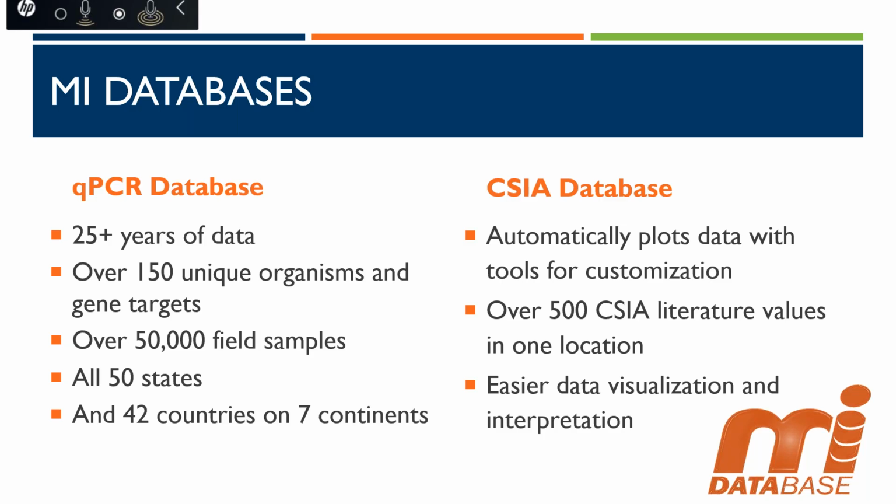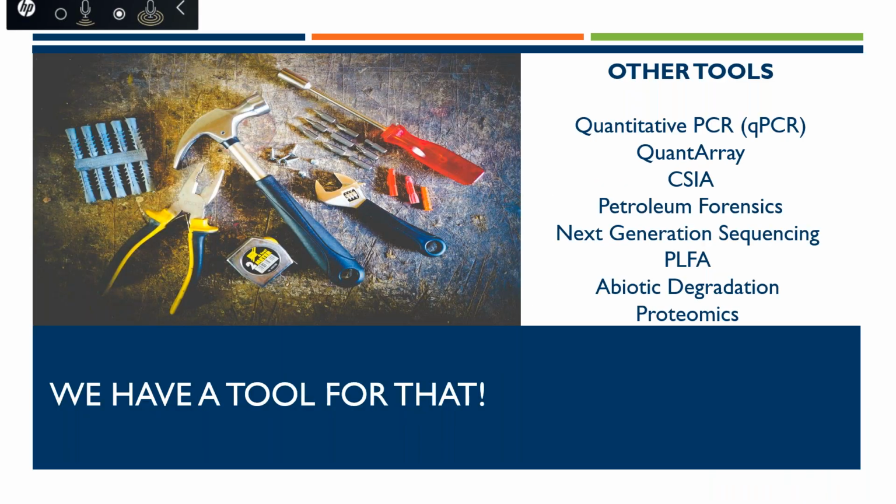Then we also have the CSIA database, where we've gone through literature and combed over 500 literature values, understanding enrichment factors and isotopic values for a lot of different contaminants. So everything's kind of pulled into one central location. And then this software allows you to go in and to plot the data that you receive for CSIA and make some really interesting graphs that you can use to really help understand what's happening or if shifts are occurring at a site.